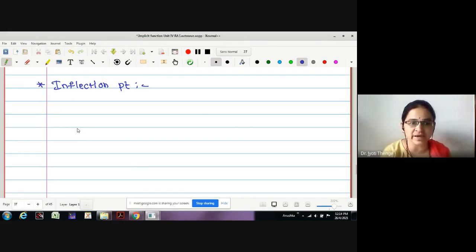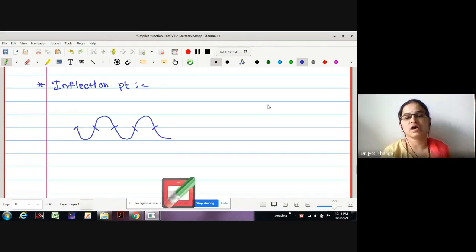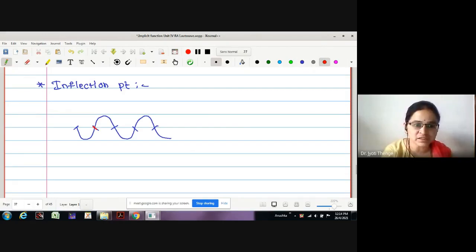That is, if you take a sine curve, say like this, right now, what is the nature of this curve? Let me divide the curve at this point. The nature of the curve is concave up initially, till this point. Now at this red point, what happens? The nature of the curve changes from convex to concave, that is, concave up to concave down. Again at this point, the nature of the curve changes from concave down to concave up.